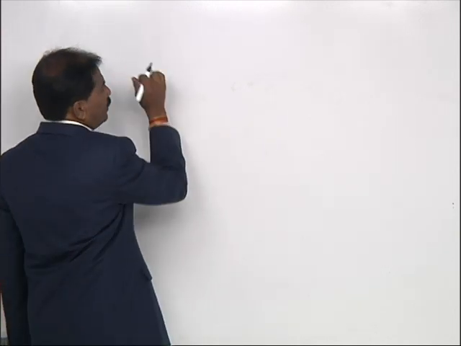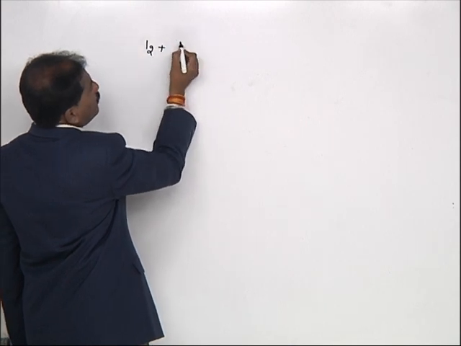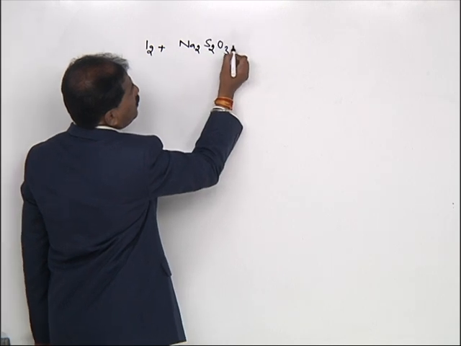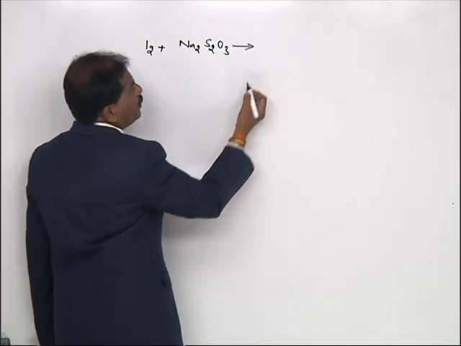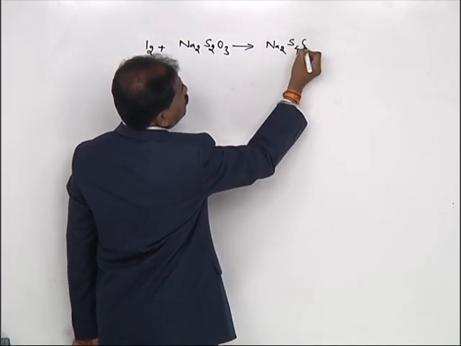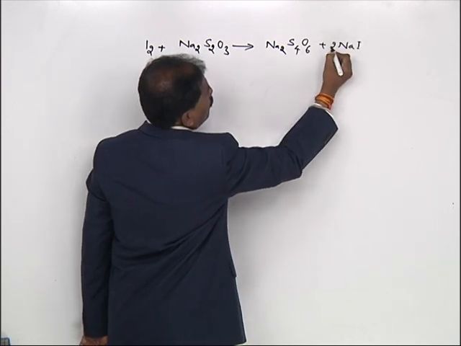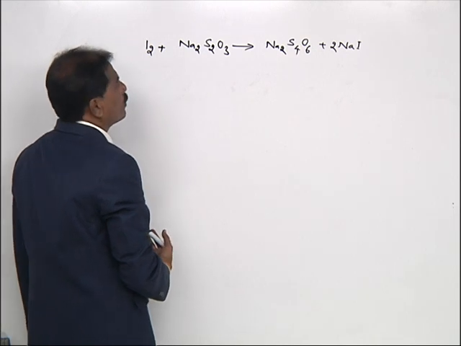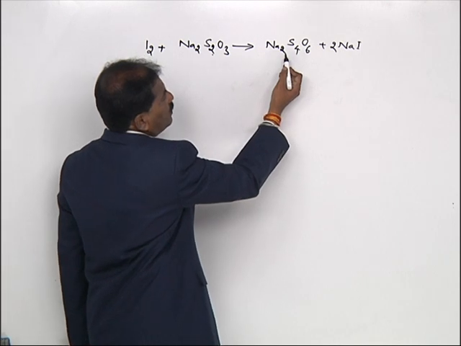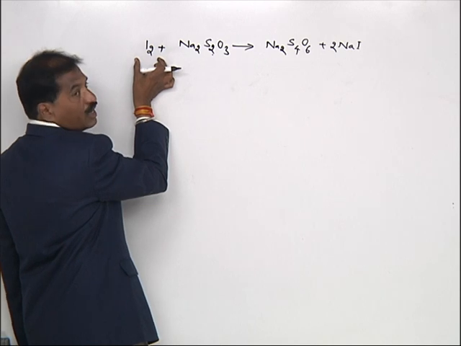Next, let us discuss another example. Iodine is reacting with Na2S2O3. This is hypo. Here the products are Na2S4O6 and sodium iodide. Therefore, iodine, upon reaction with the hypo, forms sodium tetrathionate and sodium iodide. Now, what is the valence factor of the iodine?